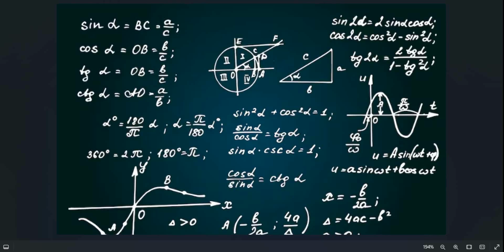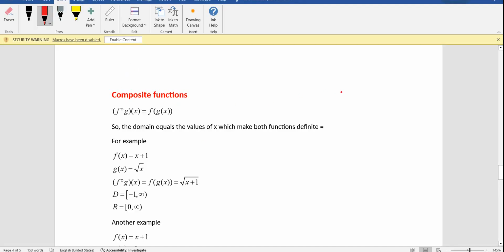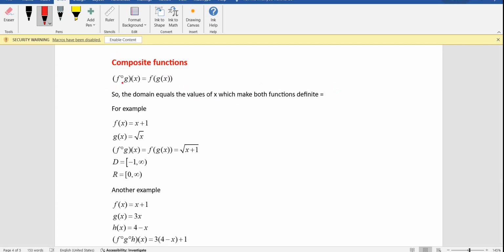Here we go again. Today I'm gonna explain composite functions. As you see, for example, f of x composited with g of x is equal to f of g of x. We need to substitute g of x in every single x of f of x. So the domain equals the values of x which make both functions defined.